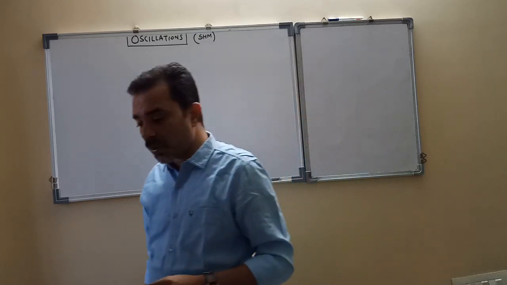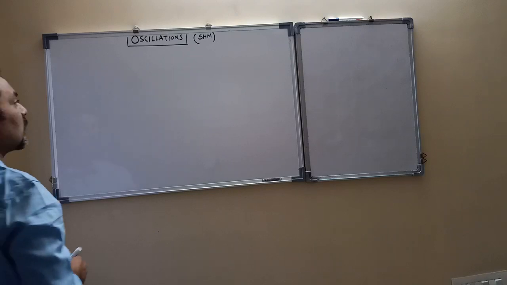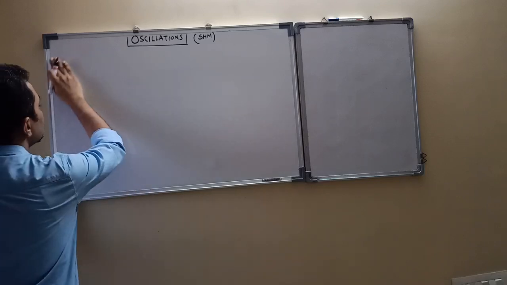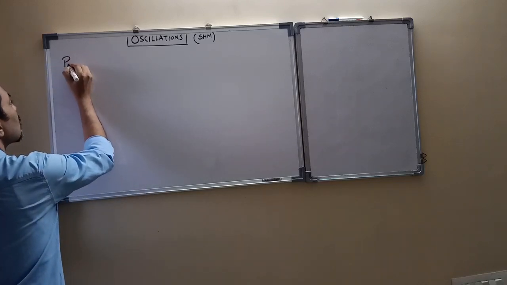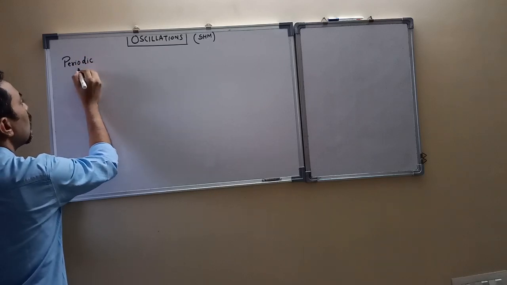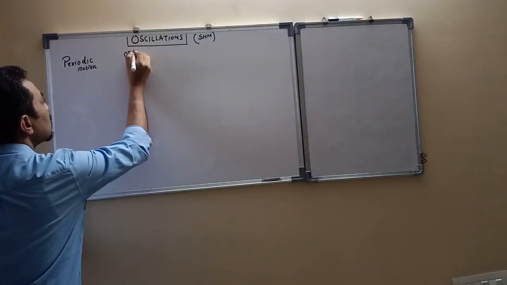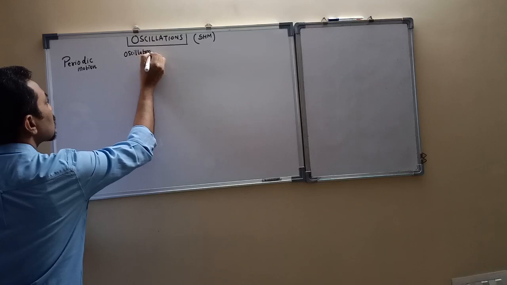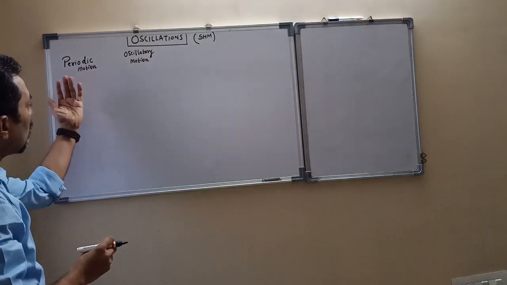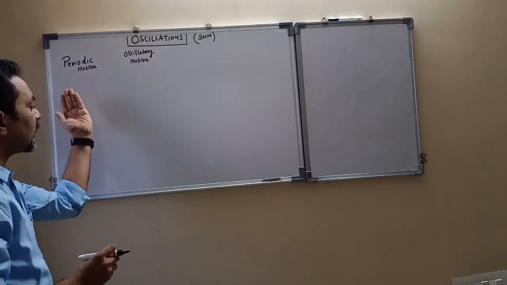So in this chapter, oscillations, first we are starting with the very basic term called simple harmonic motion. Now what is simple harmonic motion? First of all, the word harmonic is important. Please try to understand. We are very much familiar with this word, periodic motion. And this is oscillatory motion. Slight difference. I cannot say all periodic motions are oscillatory or all oscillatory motions are periodic.